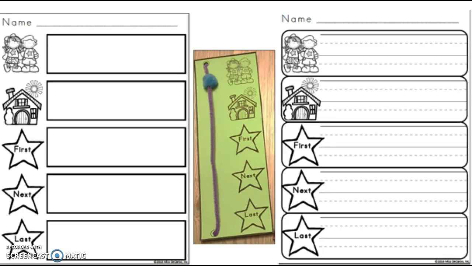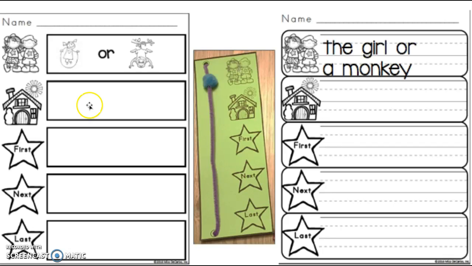For example, it might be a girl. So I have a picture of a girl, and on the one where we write, I wrote the girl. In your story, the girl might have a name. Perhaps her name is Penny, and you could write her name on the line. Or another character could be a monkey. So we could have people or animals as our characters. And so over here, I wrote a monkey. The monkey might have a name because I know there's a book about a monkey named Curious George. So if I have a specific name for that character, I can write that name.